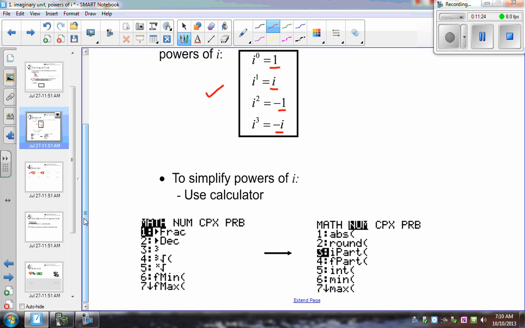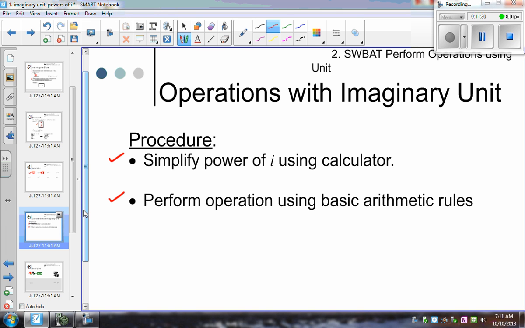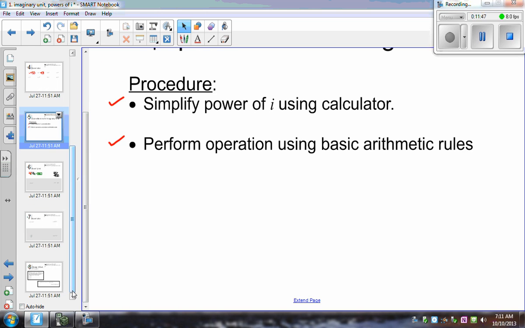To find these values, or to simplify powers of i, we use our iPart feature in the calculator. If we're using the iPart feature to then perform operations, we use the calculator, get the iPart work, simplify each term, and perform whatever operation exists, whether it's adding, subtracting, multiplying, or dividing. That's pretty much the deal with the imaginary unit. We'll do more with it tomorrow and recap what we need.